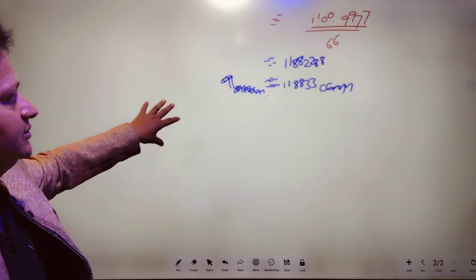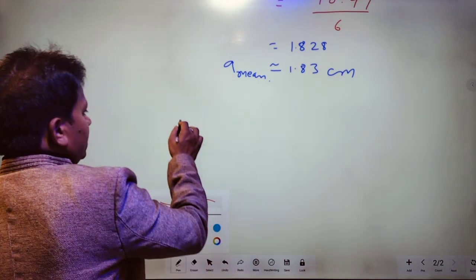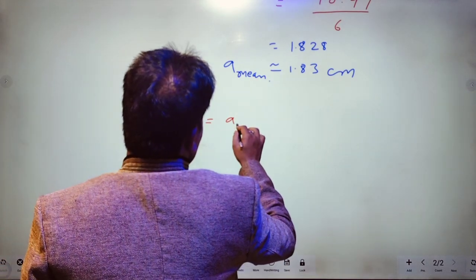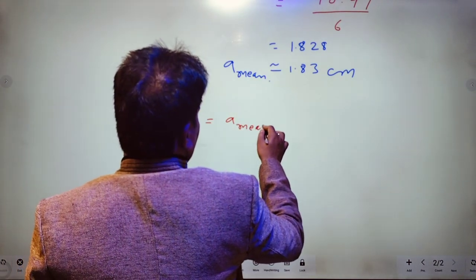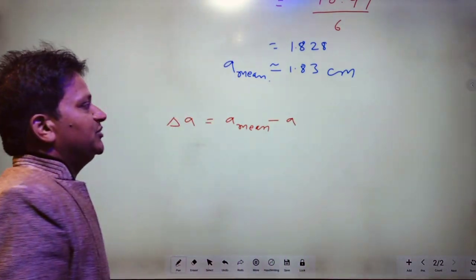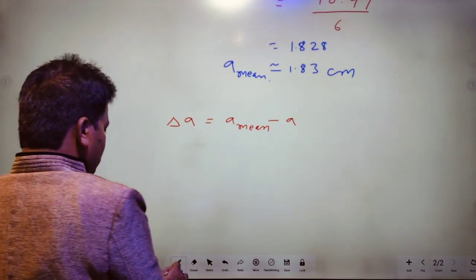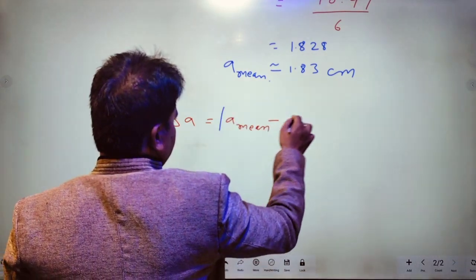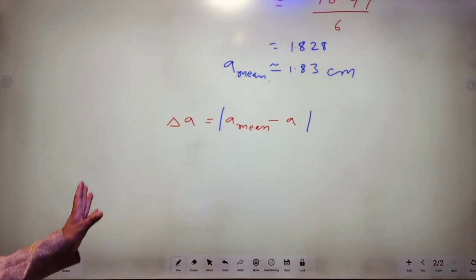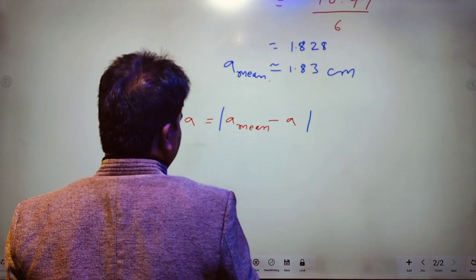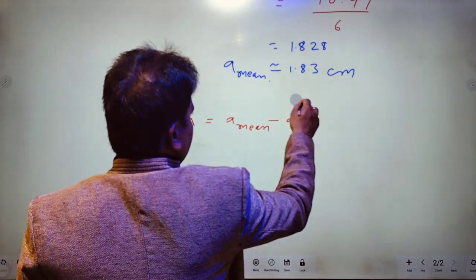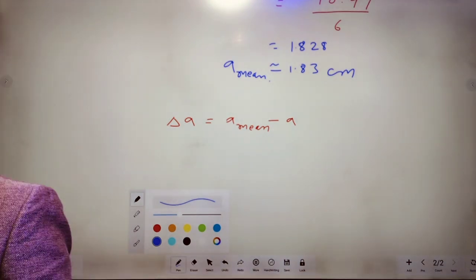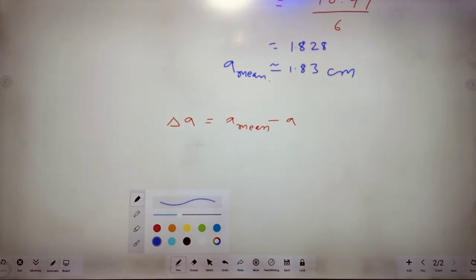Now I am going to find absolute error. Absolute error is defined as A mean minus A. In some books, it can be written like this. This means the difference between true value and measured value.